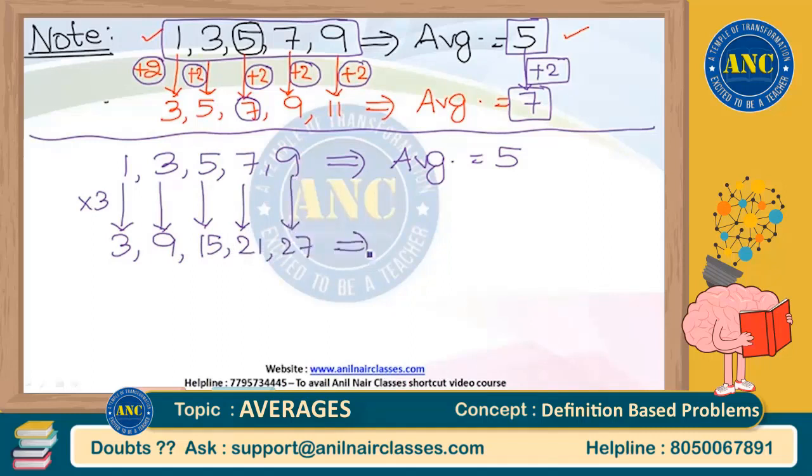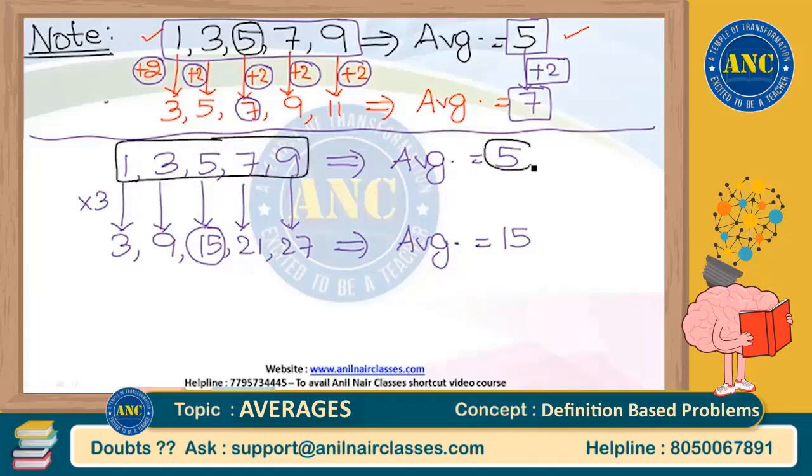I will multiply each number by 3, and if I check the average, this also is in arithmetic progression. It is the middle value, 15. Again, listen to my statement very carefully, sir. My original series is 1, 3, 5, 7, 9. My original average is 5. If each number in the given series is multiplied by 3, my average will also multiply by 3. 5 into 3 is 15. That is what I got here also.